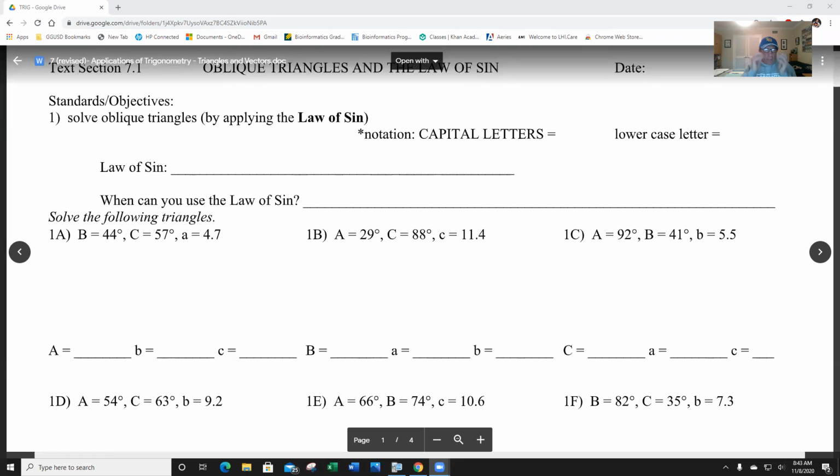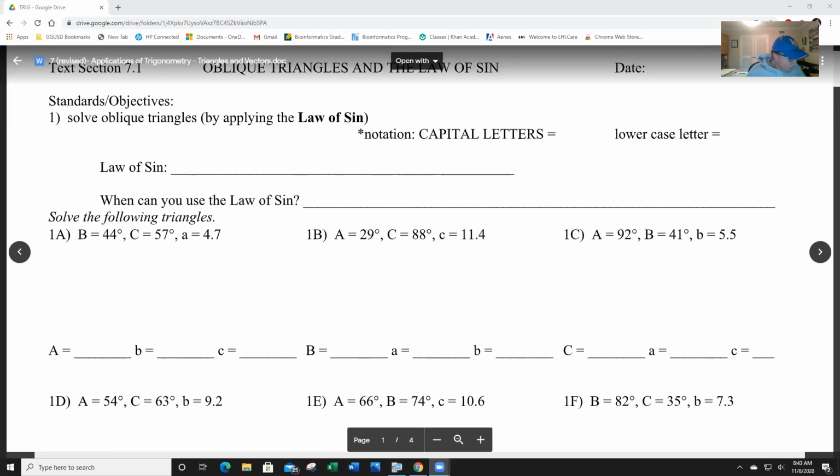Okay, this is text section 7.1, and this is the law of sines, and we're dealing with non-right triangles. In this case, we're dealing with oblique triangles almost every single time. The law of sines is used in a couple of cases.